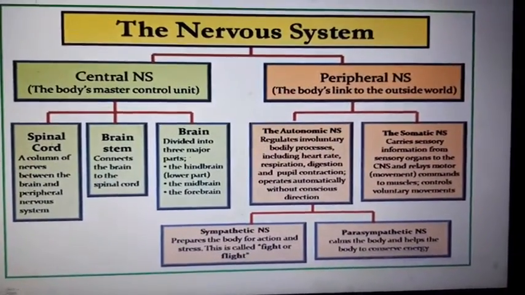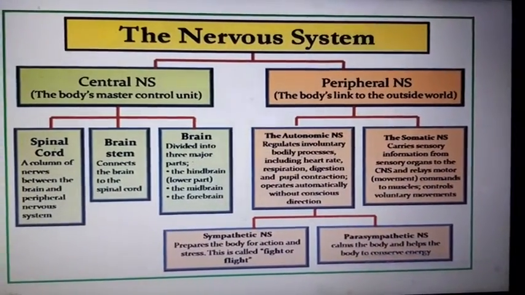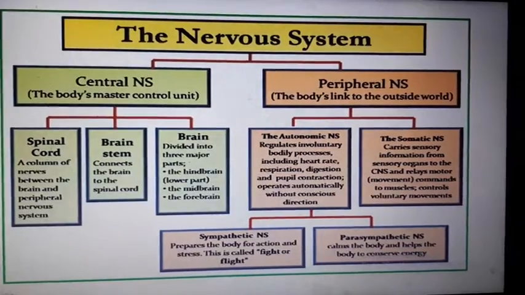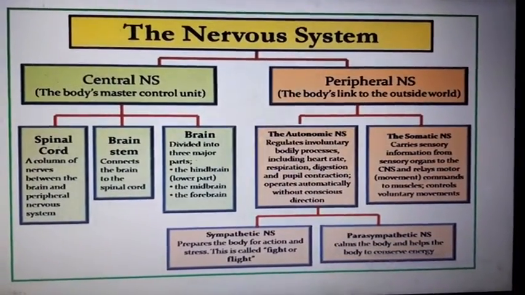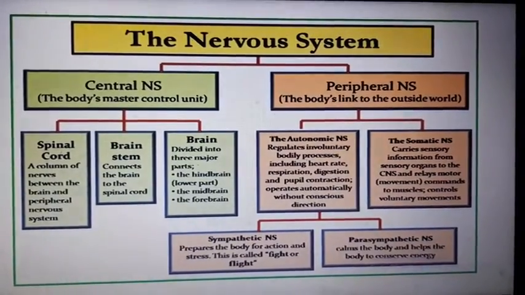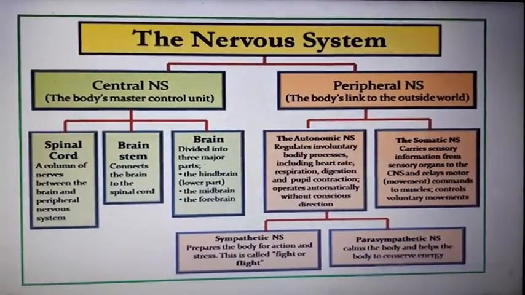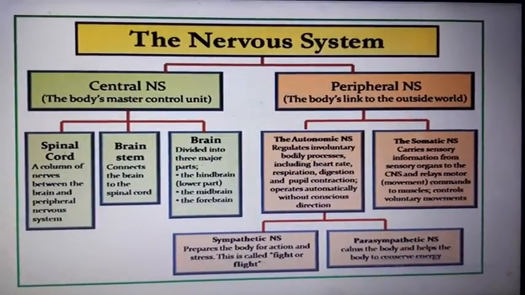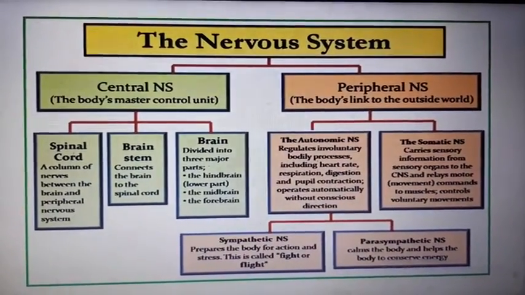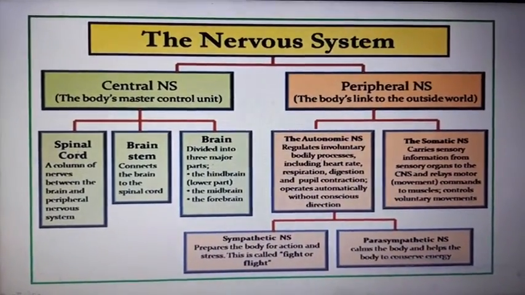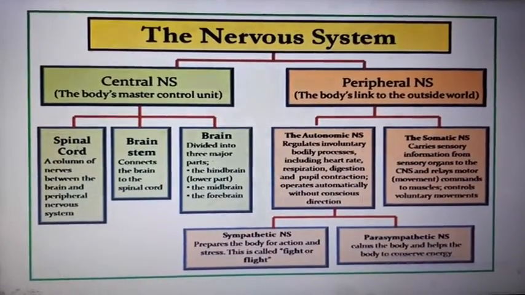This is the flowchart of the nervous system. In this, the nervous system is divided into two categories. These are the CNS and PNS, the central nervous system and the peripheral nervous system. The central nervous system receives and initiates the action, and the peripheral nervous system is responsible for the transmission of signals between the nervous system and the remaining parts of the body.